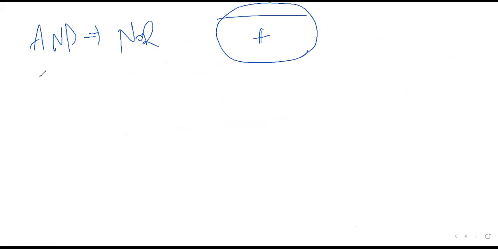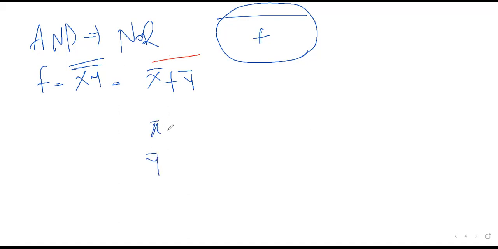So if we were to start with AND, what is the output of AND using two functions? It's x, y. If I apply De Morgan's two bars, I can get x bar plus y bar, and on top of that, another bar. If I deal with the blue part, I have x bar, y bar, two inputs, NOR gate. Then here I have x, y.